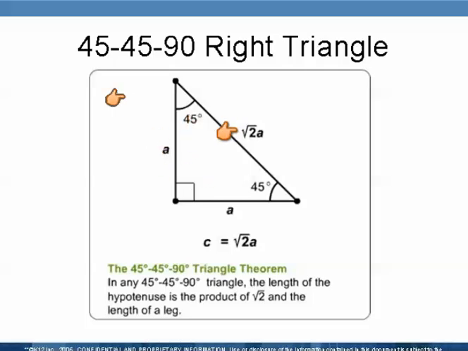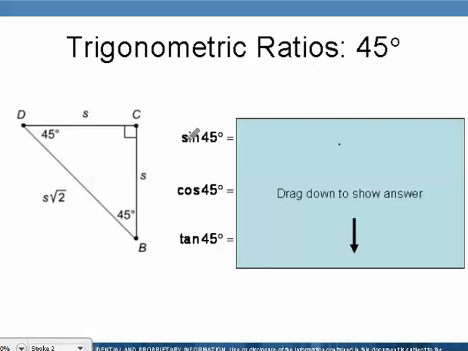But you know what? 45, 45, 90 triangles occur all the time. And since we know they occur all the time, we can just memorize that ratio. The ratio of the sides of a 45, 45, 90 triangle is a, a, and the square root of 2 times a. That's easy to remember. Why? Because I've got two a's and the square root of 2. That becomes easy enough to memorize. So let's look at that. Here I've got a 45, 45, 90 triangle.